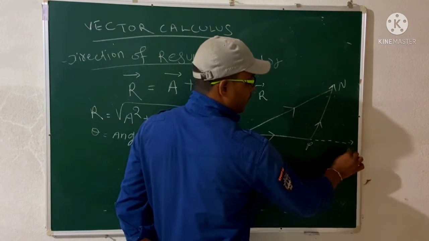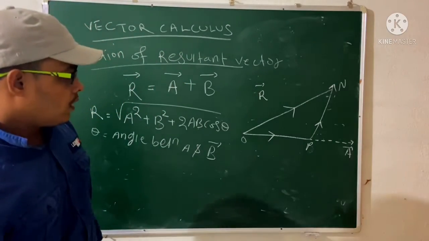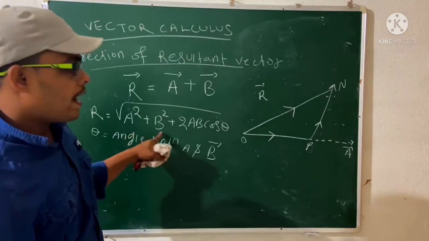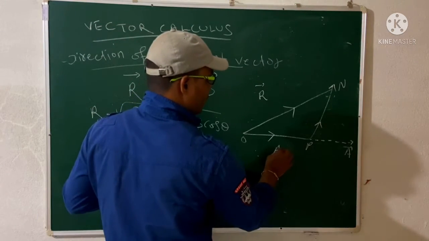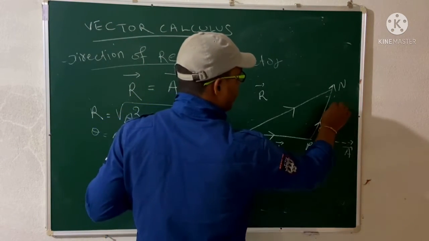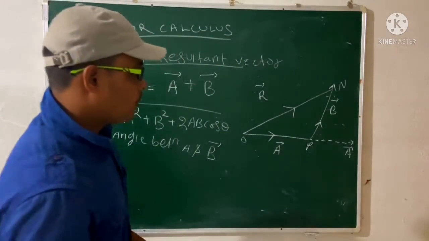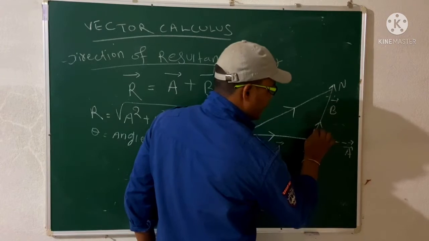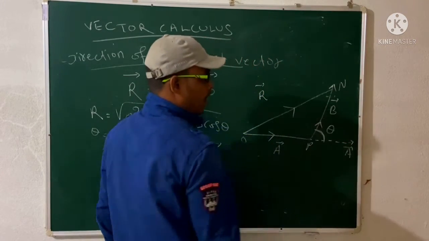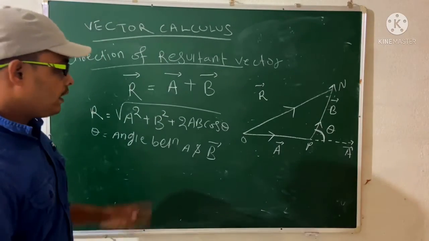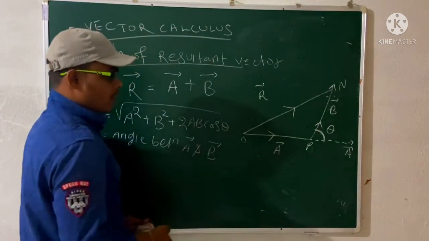So this is your A vector. Now the angle between A vector and B vector is theta. So this is my A vector and this is my B vector, and the angle between A and B is theta, right? So this one will be theta. Remember how I take theta. Theta is the angle between A vector and B vector.